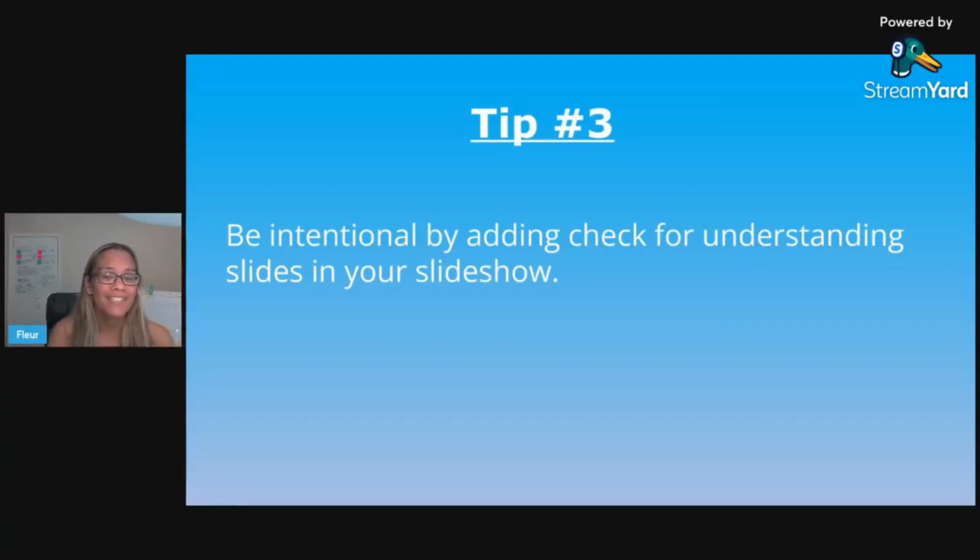And if you're not using a slideshow, put sticky notes in your book or whatever you're teaching from, or write it out in your lesson plan, whatever it is that you use, have it so that it's there and you don't forget.